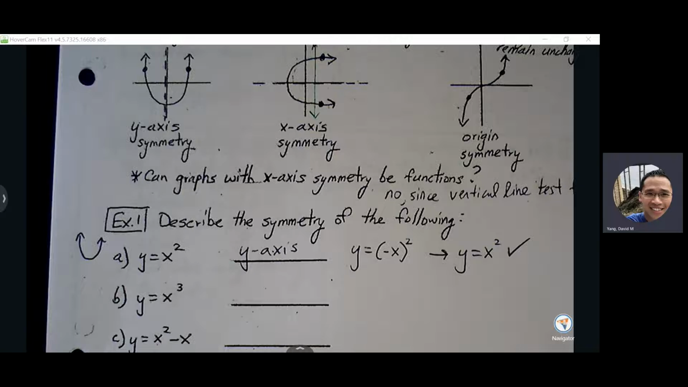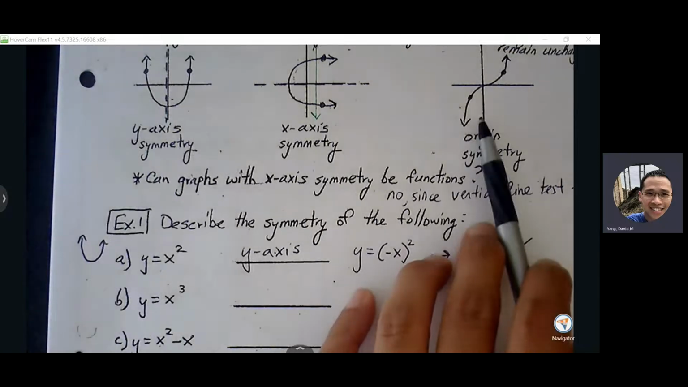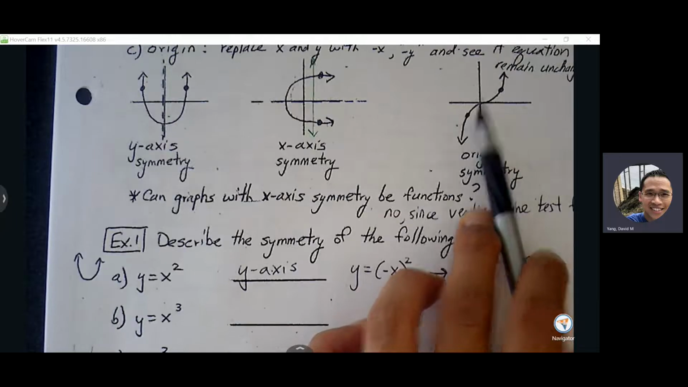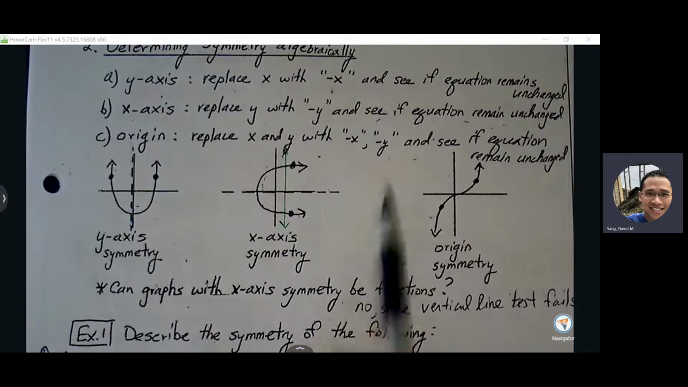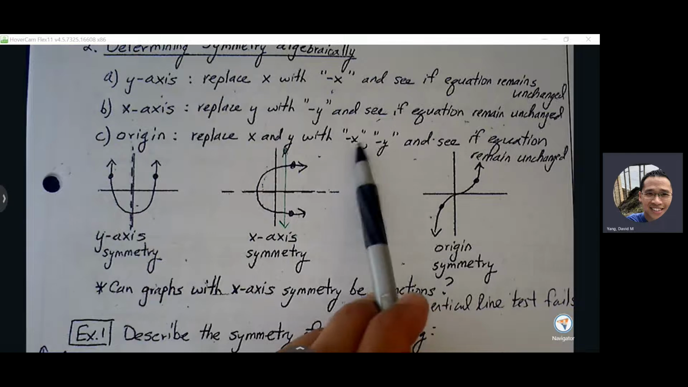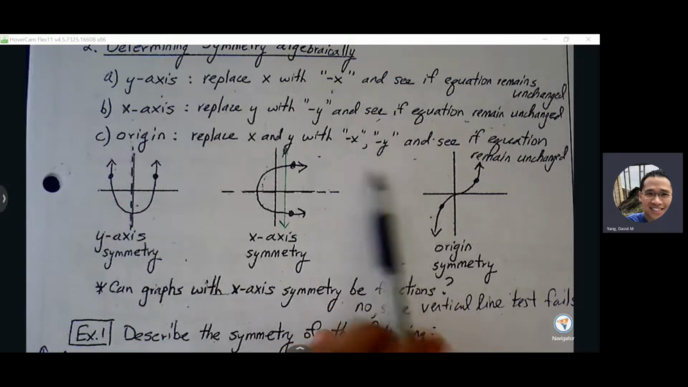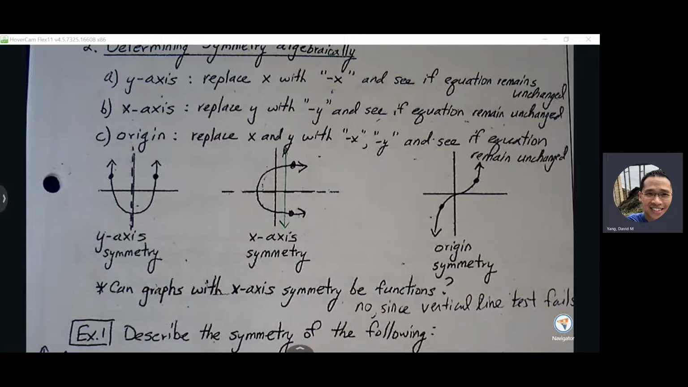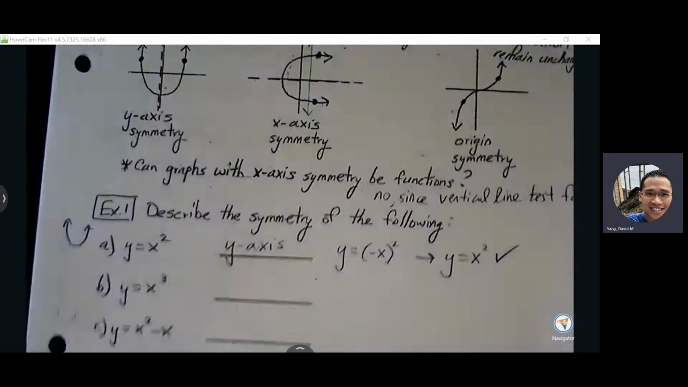Okay, y equals x cubed. Any guess what this could be? Yeah, this is origin symmetry. So y equals x cubed, that's this graph. This is what y equals x cubed looks like. So origin symmetry is we can replace every x and every y with negative x and negative y and see if we can algebraically get it back to our starting point.